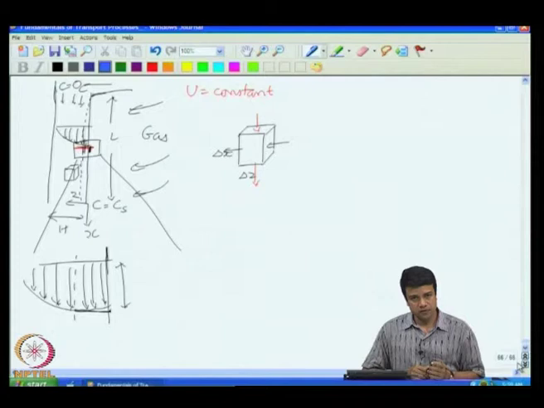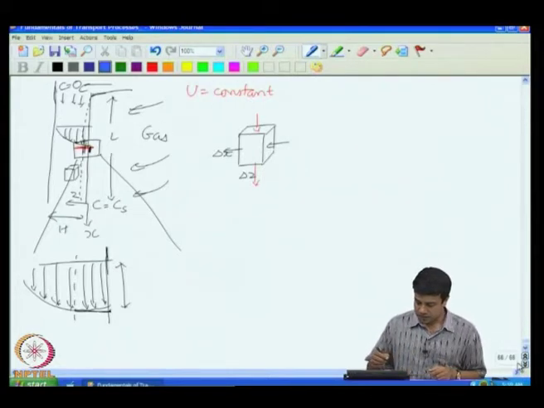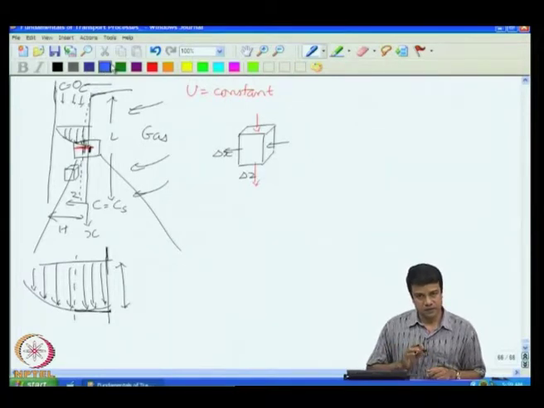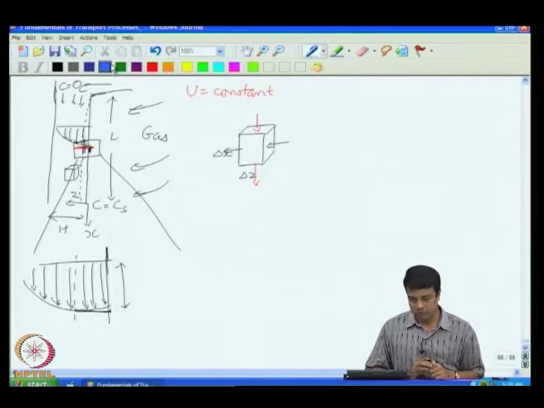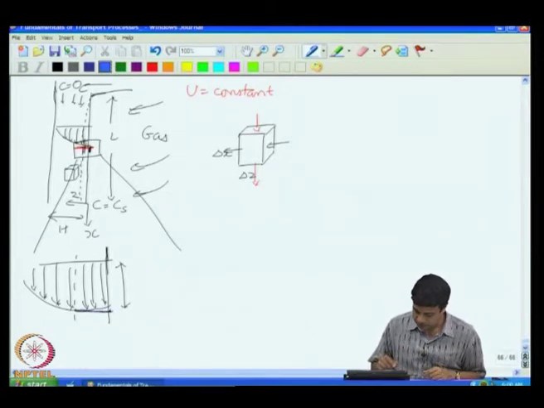A second assumption was that the velocity is approximately a constant over distances comparable to the penetration depth. In a real film, of course, the velocity is going to be a function of position, and that is something we are going to calculate a little later. What is the dependence of velocity on position. For the present, we will assume that within the thickness comparable to the penetration depth itself, the velocity is approximately a constant.